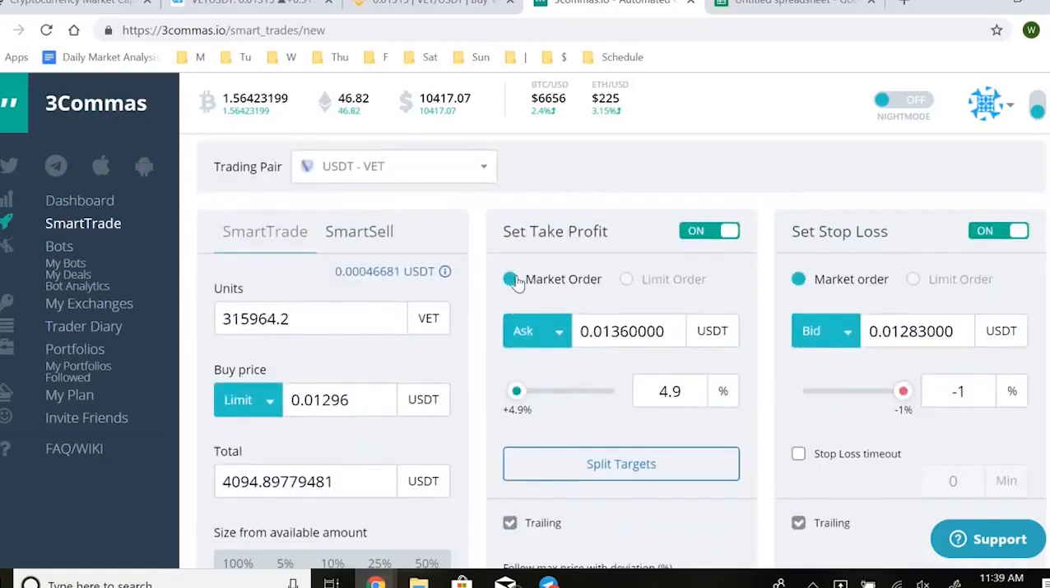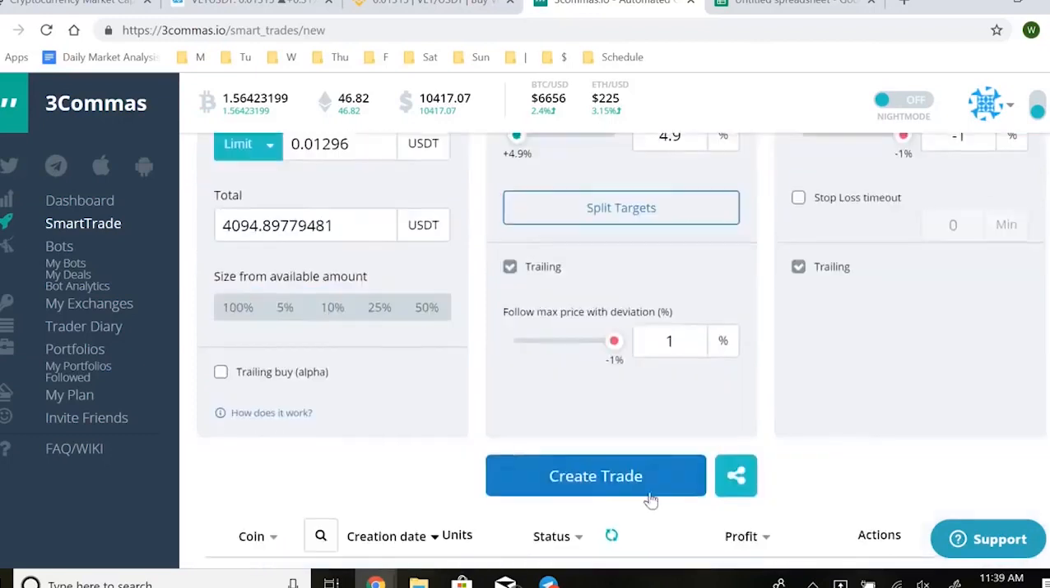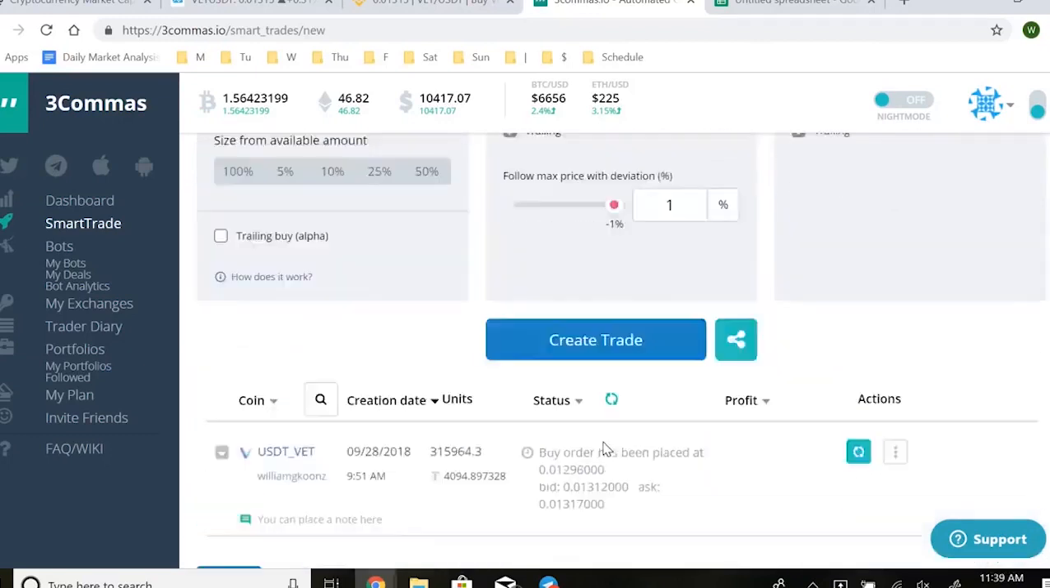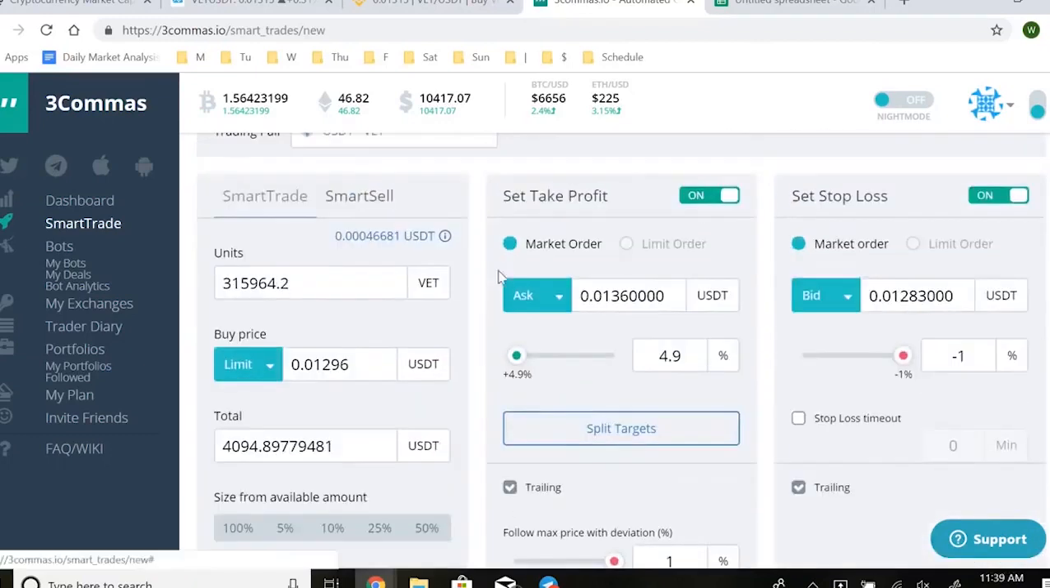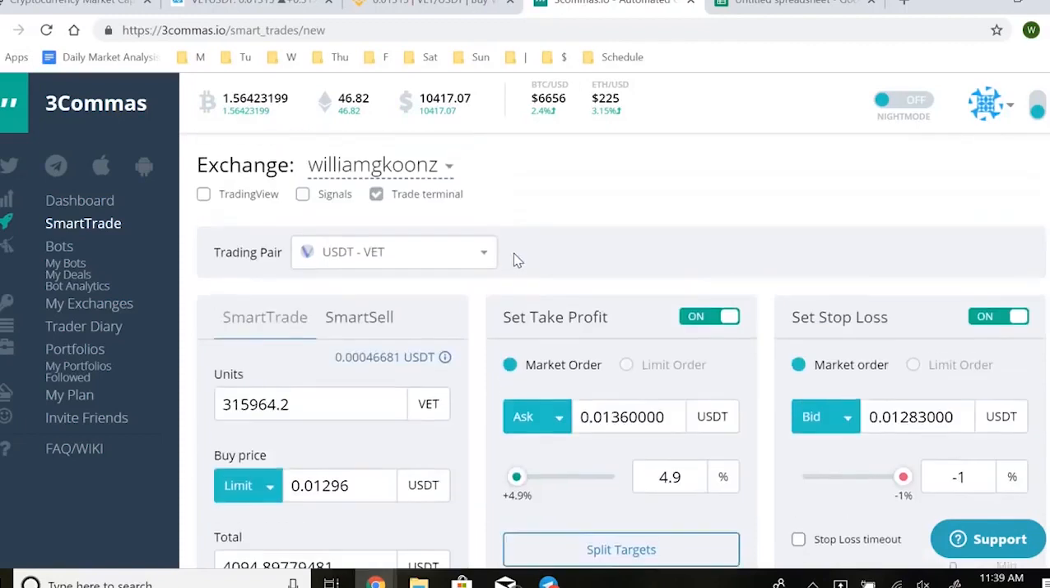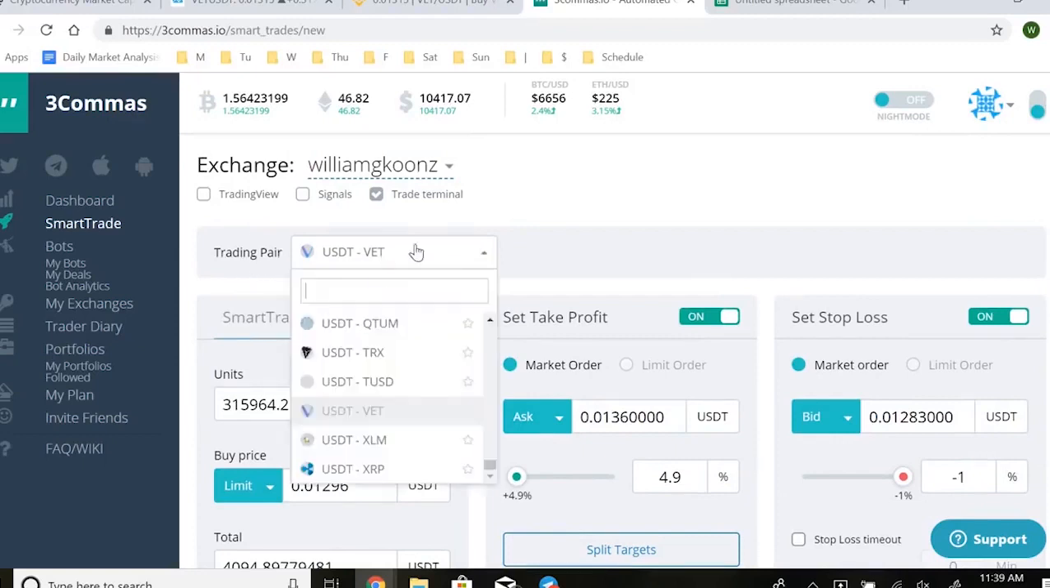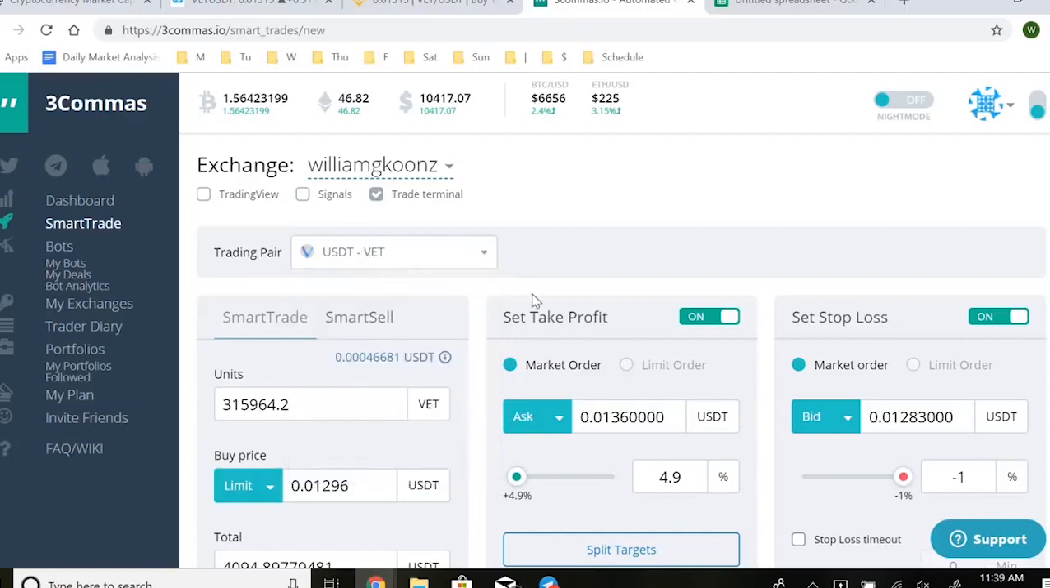So let's just run through quickly how to use this, how I used it to set my first trade with it. Of course, I'll make more videos going really in depth into 3 Commas, but I wanted to include it in this video because I think it's an important part to being able to trade efficiently and effectively. So starting off, once you get here, you're going to first want to select the trading pair. So for me, I select USDT and VET because that's the pair I want to trade.